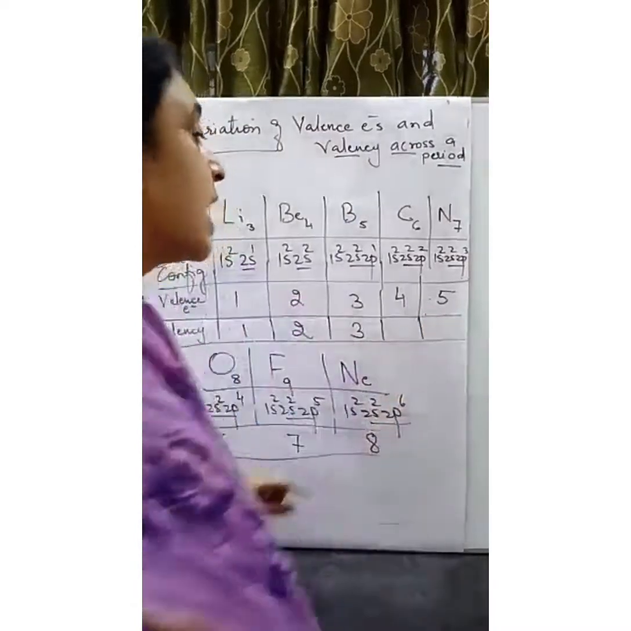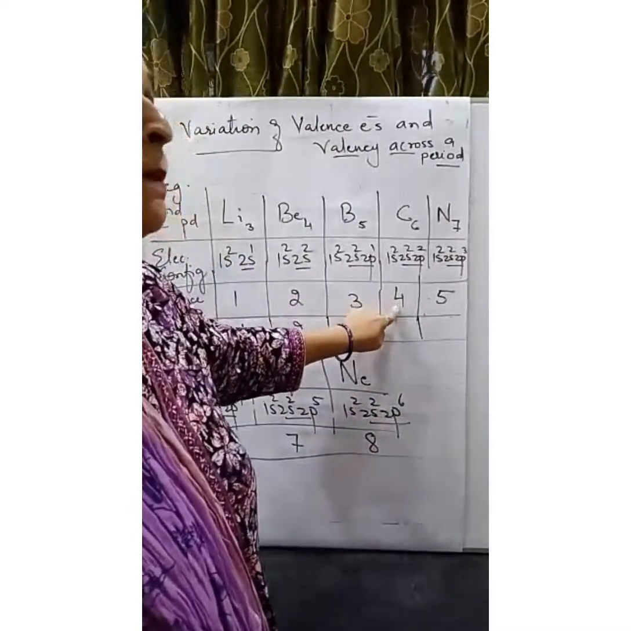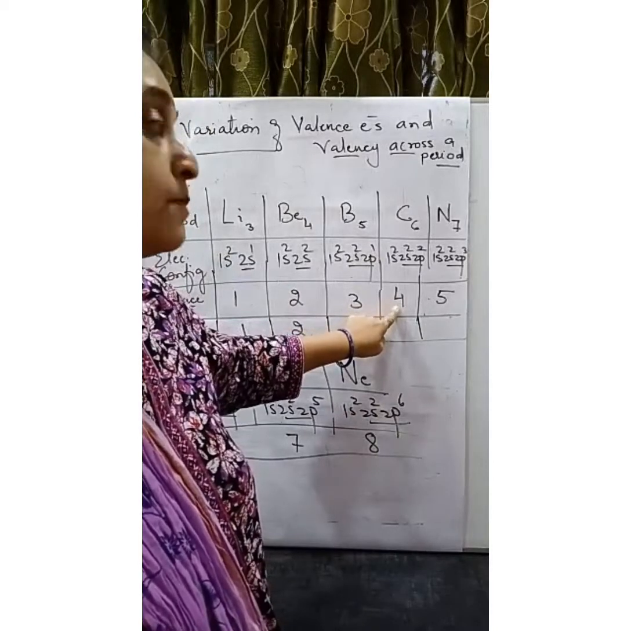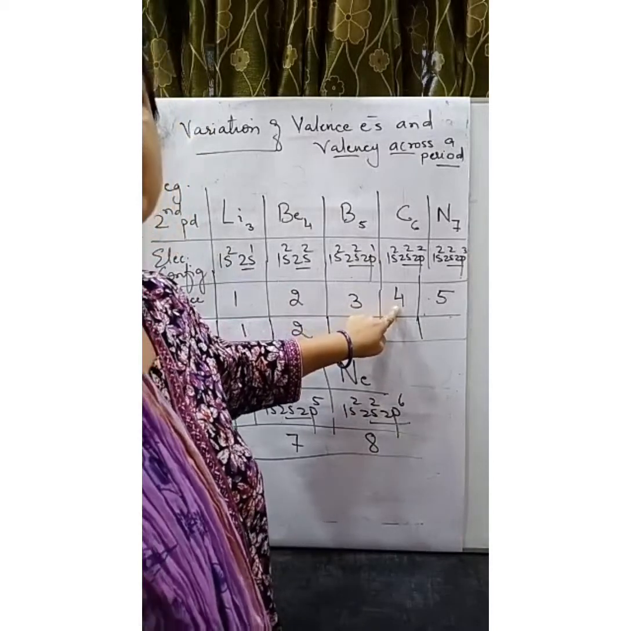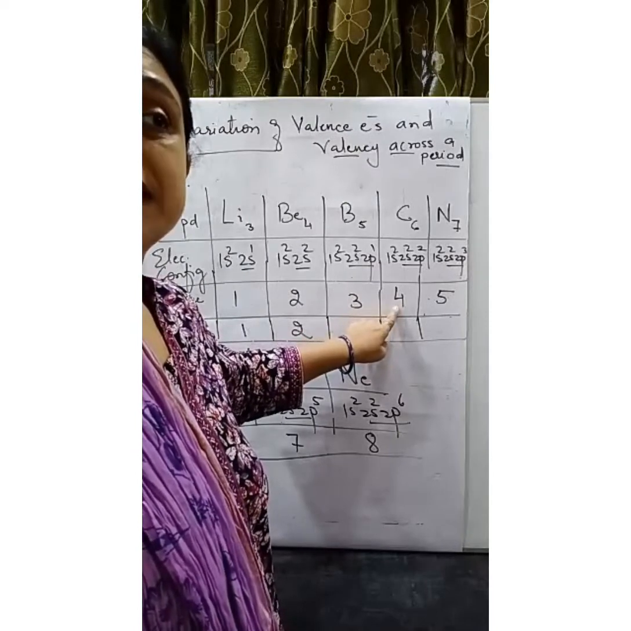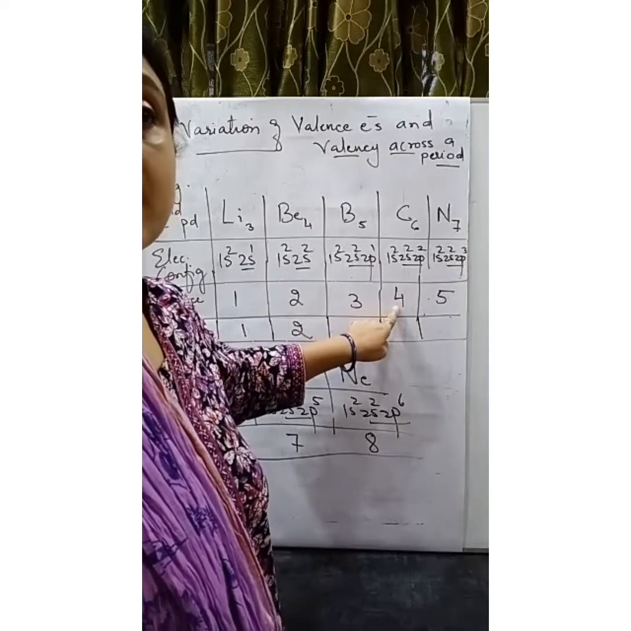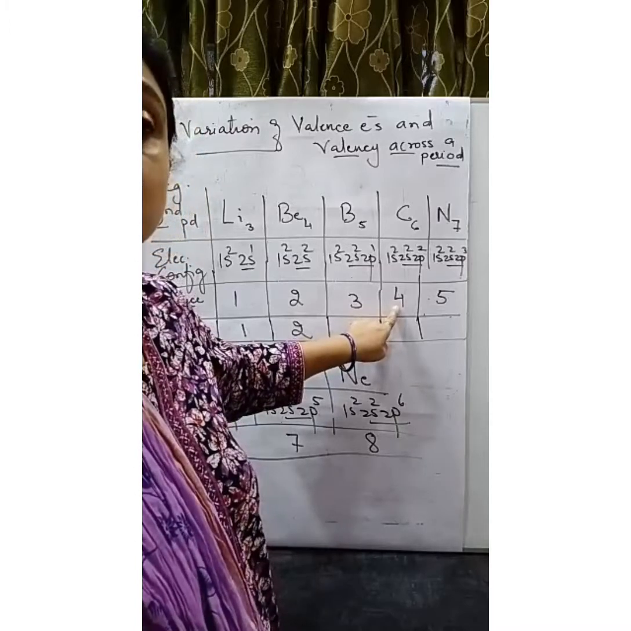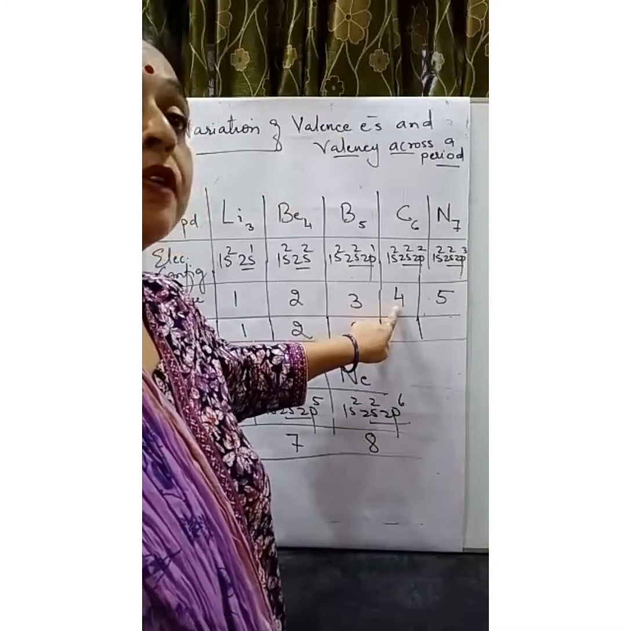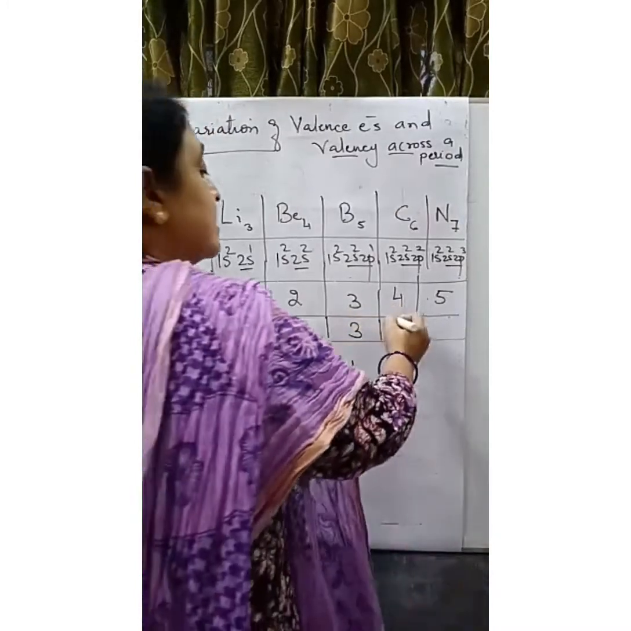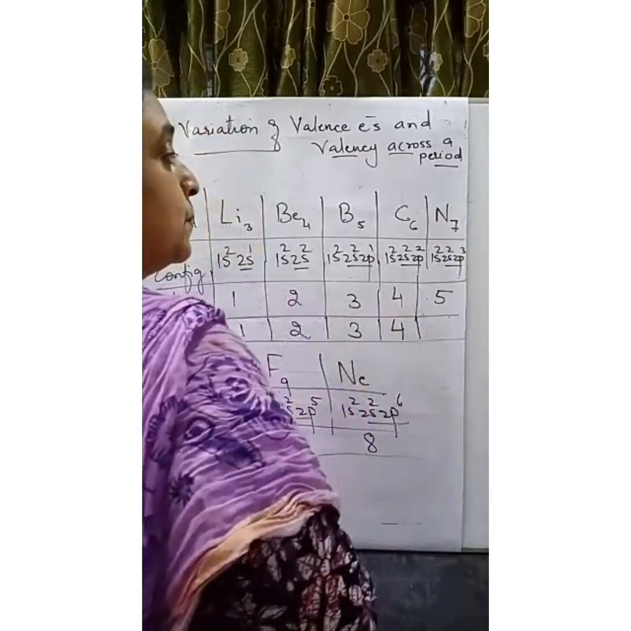Carbon can become stable by losing 4 electrons or by gaining 4 electrons, but both processes are thermodynamically not feasible, right? Because in both cases, carbon requires more energy and has to face instability also. So carbon prefers to mutually share 4 electrons. So the valency of carbon is 4.